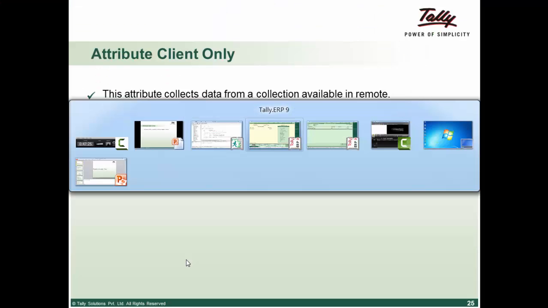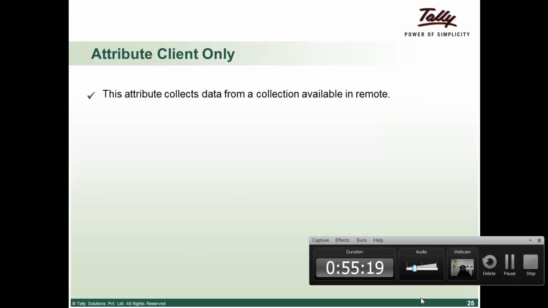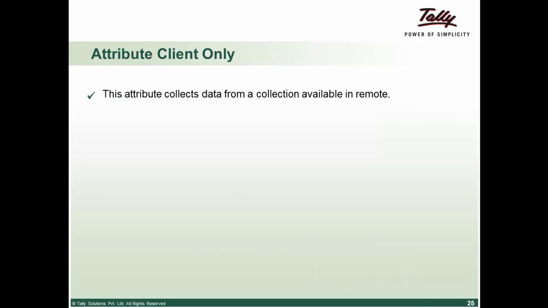Attribute client only. This particular attribute collects data from a collection available at the remote. We just talked about how the remote does not have data at all. Then from where does it collect the data? This attribute collects the data from a collection available at the remote. But when there is no data at a remote, what data is it trying to collect? Let us give one small example of this.